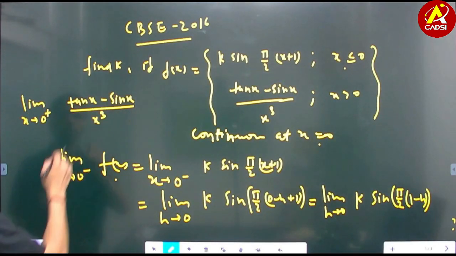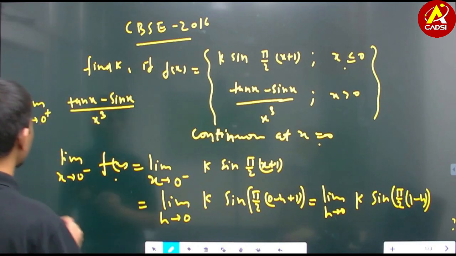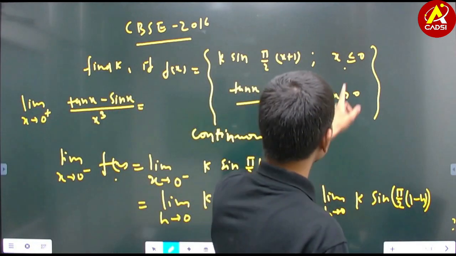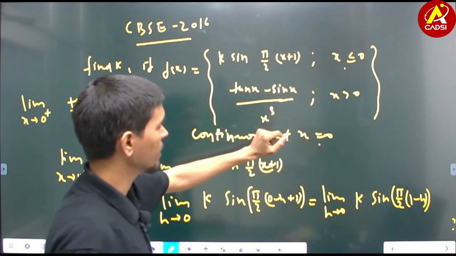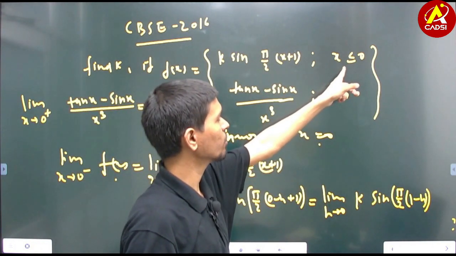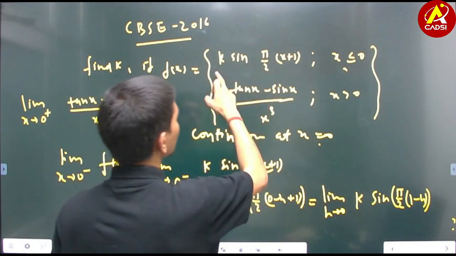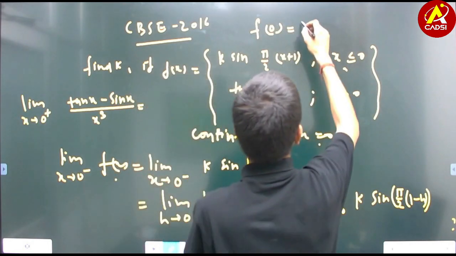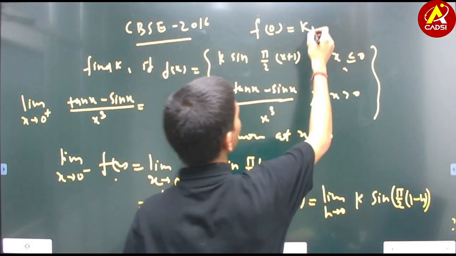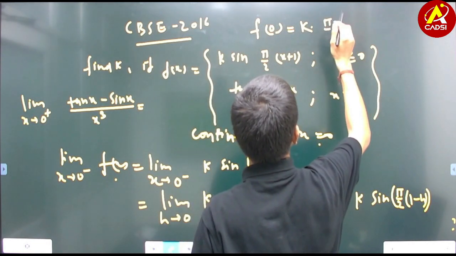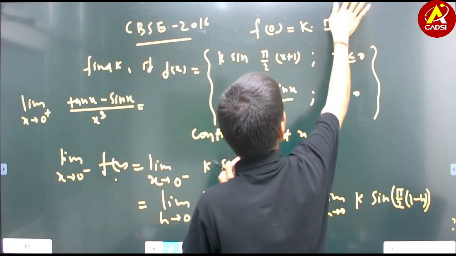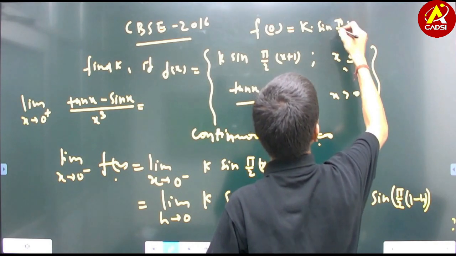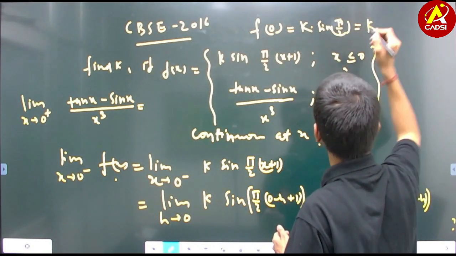So then we have to solve this, and then x equals 0. What will be the value of the function at this point, x equals 0? So we can say that f of 0 is nothing but k, and f of 0 is sine pi upon 2 equals k.